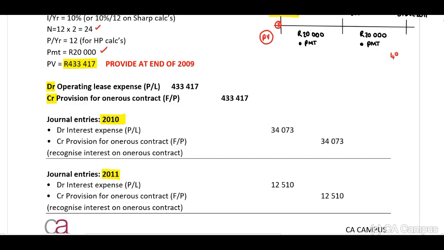Now you can test yourself, guys. Remember, this will be 480,000 at the end. We have recognized an amount of 433,417 plus the interest for 2010. This is 34,073 plus the interest for 2011, 12,510. And this will result in a 480,000 amount.